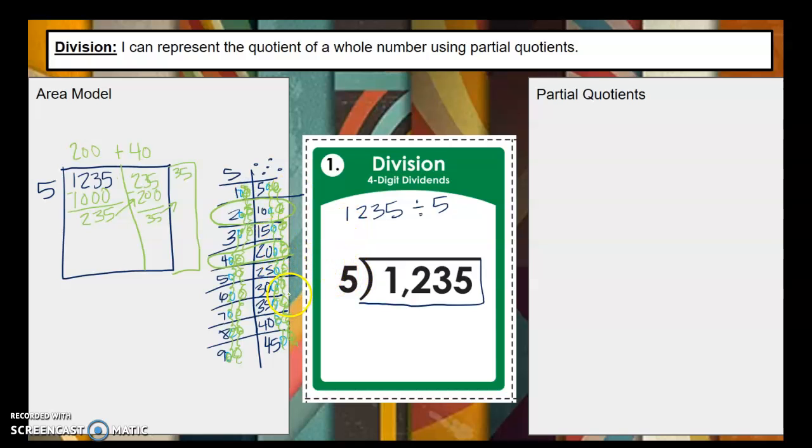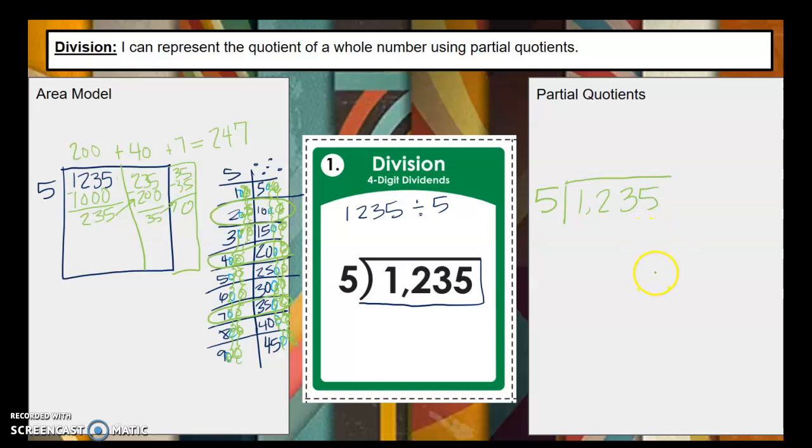Alright, so 35. Look, there's exactly 35. Okay, so plus 7 more groups minus 35 leaves me a 0. So to find my answer, I add these up and get 247. Alright, so that's using an area model. Now let's come over here with our partial quotients. This is written with this division bar right here.